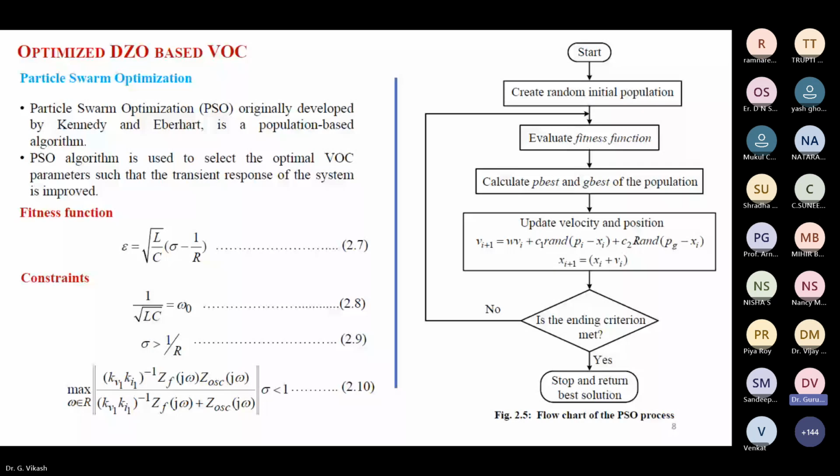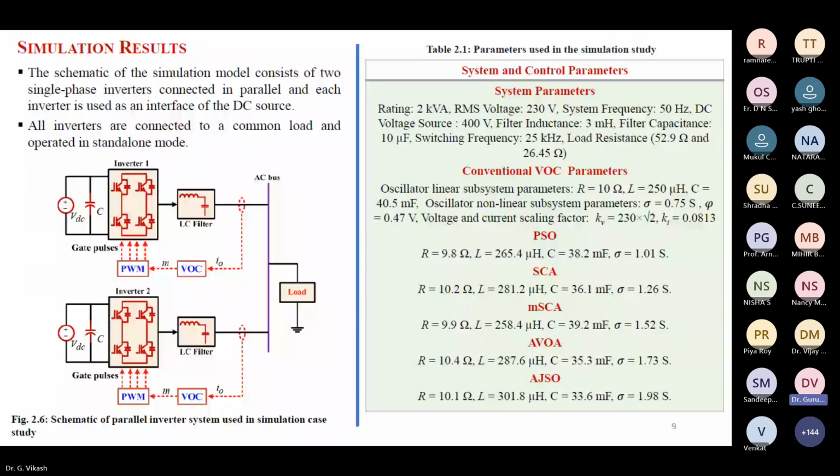So this work is, coming to the simulation results. Here I have considered two single phase inverters and operated in parallel. And here Table 2.1 shows the system and control parameters, and conventional VOC parameters. And by using different optimization methods, I got some different values of the VOC parameters from the optimization algorithms.